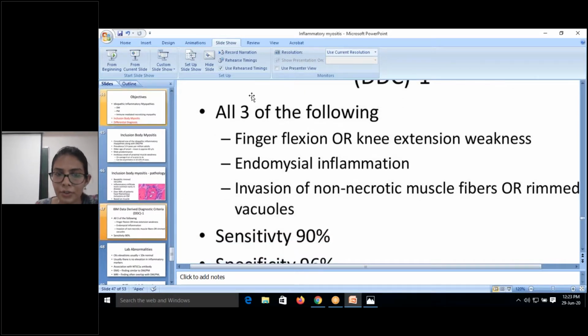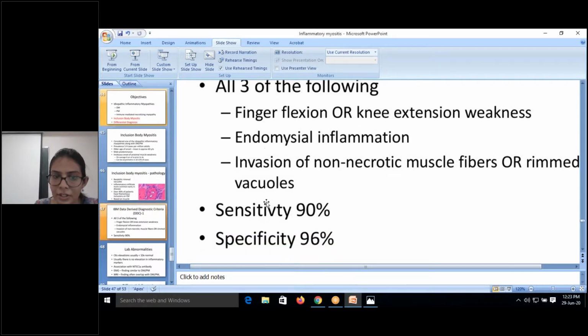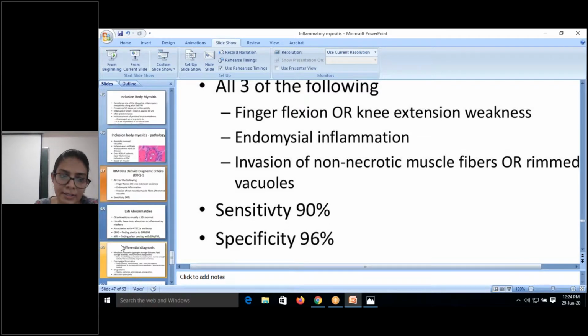And if at all you want to diagnose inclusion body myositis, there is finger flexion or knee extension weakness, endomysial inflammation, and invasion of non-necrotic muscle fibers or rimmed vacuoles will be present. These three are there. This has a sensitivity of 90 and specificity of 96.